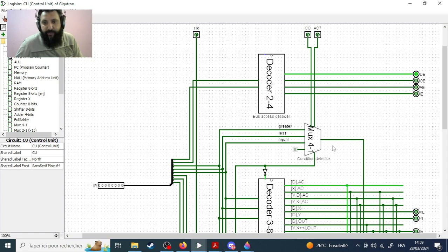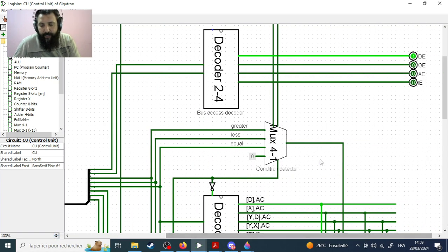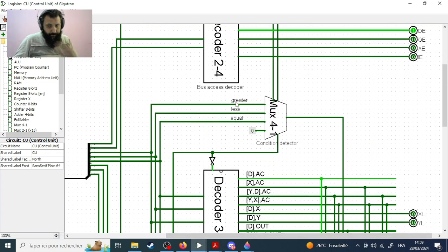For instance, we have this multiplexer. This multiplexer is a 4-1 multiplexer. How does this multiplexer work? Can you explain how this multiplexer works?